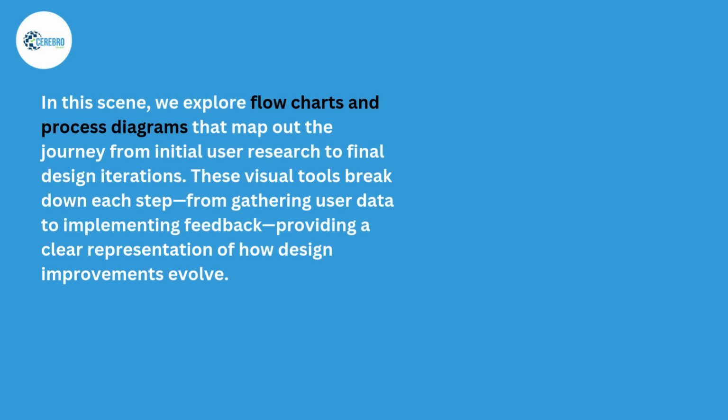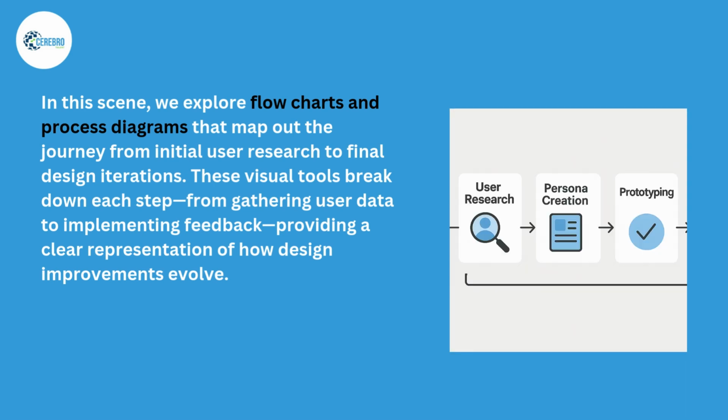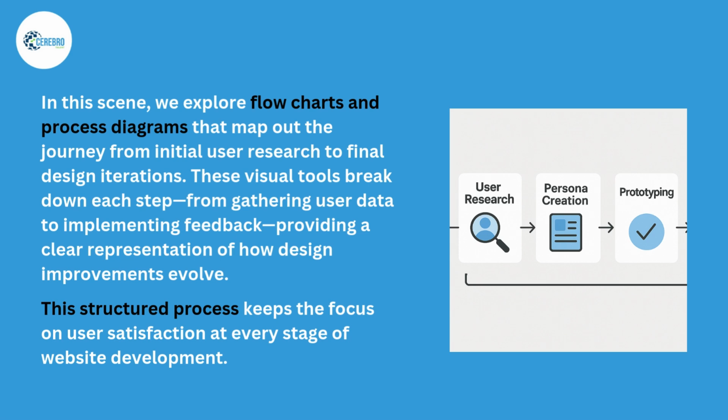In this scene, we explore flowcharts and process diagrams that map out the journey from initial user research to final design iterations. These visual tools break down each step: gathering user data, creating personas, prototyping, testing, and implementing feedback. The charts provide a clear, step-by-step representation of how design improvements evolve. By analyzing these diagrams, you'll gain insight into the iterative nature of UCD and understand how a structured process helps maintain focus on user satisfaction at every stage of website development.